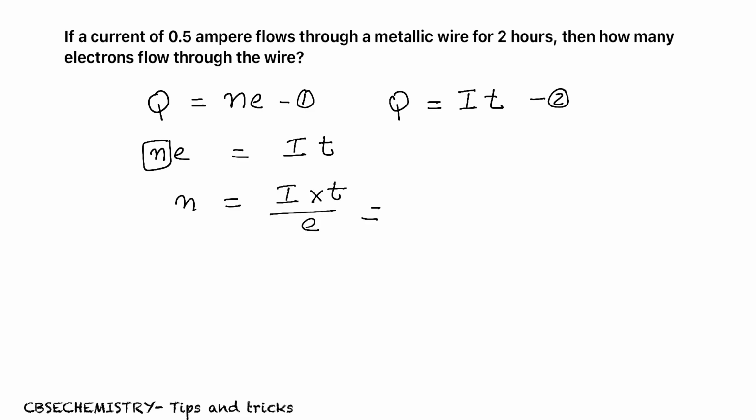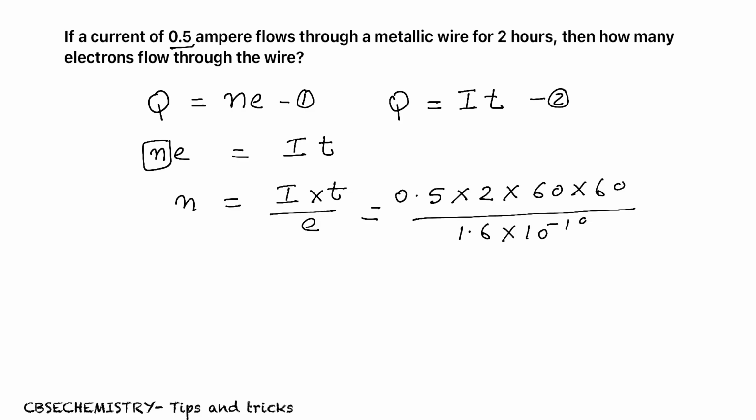So what is I here? Very easy. 0.5 ampere. Correct. What is time here? 2 hours. Convert it into seconds. How? 2 into 60 into 60, divided by the charge of 1 electron, 1.6 into 10 raised to minus 19. Now you have to calculate this, okay? On calculating, you will get 2.25 into 10 raised to 22 electrons.